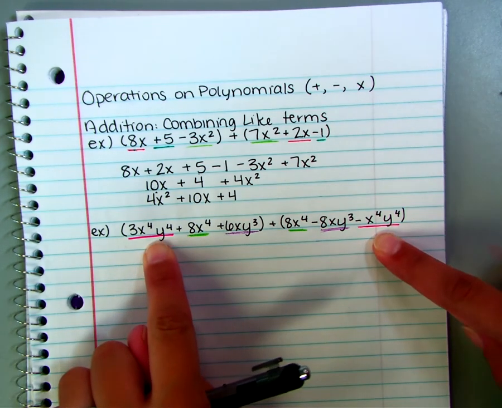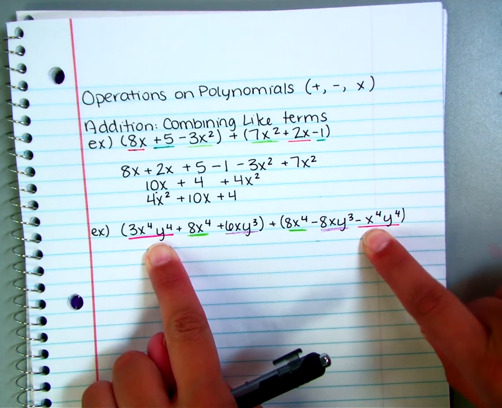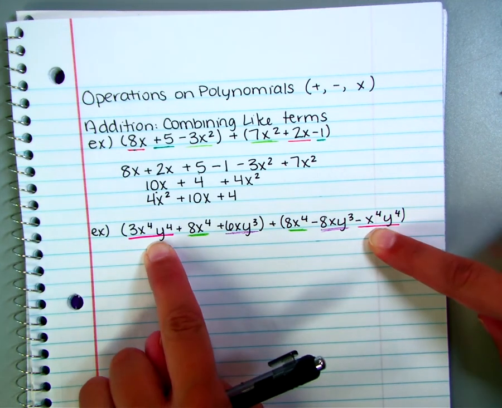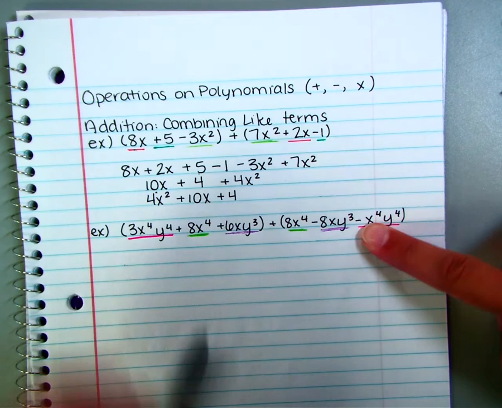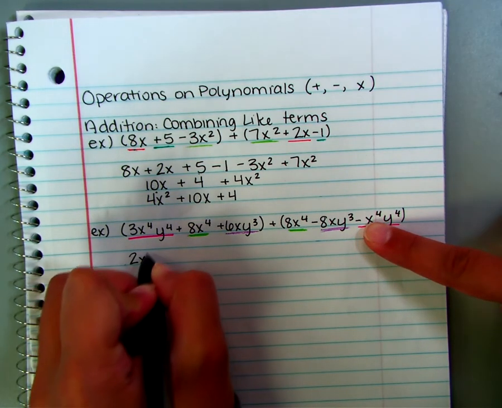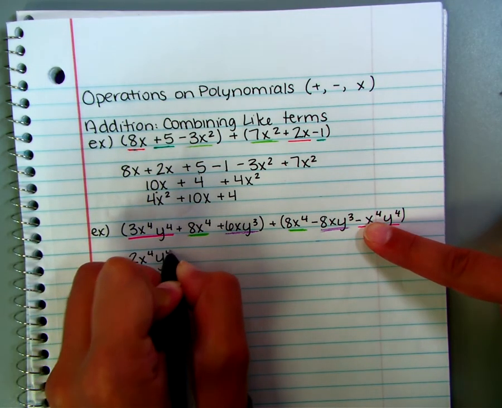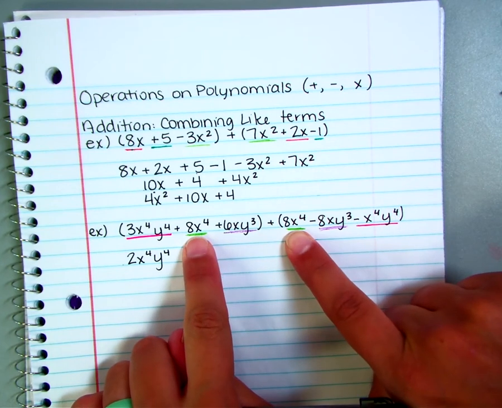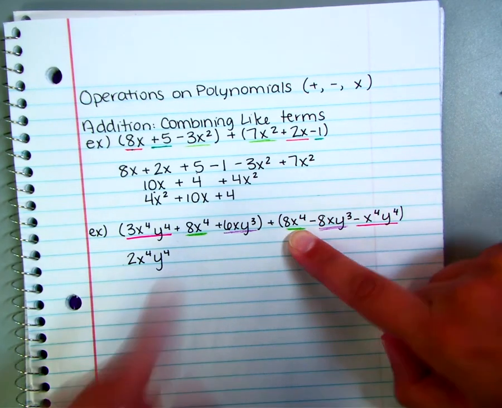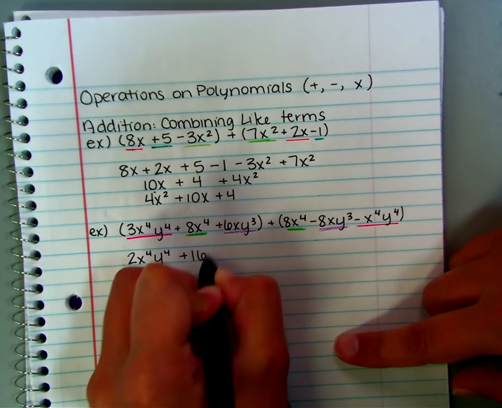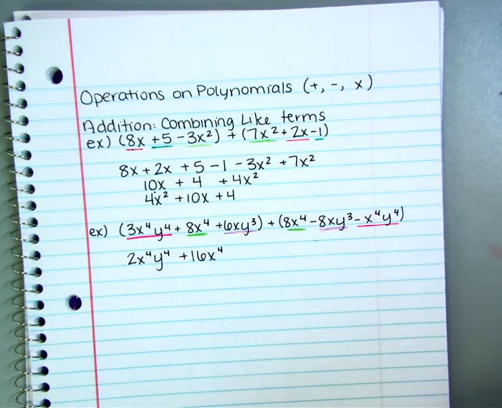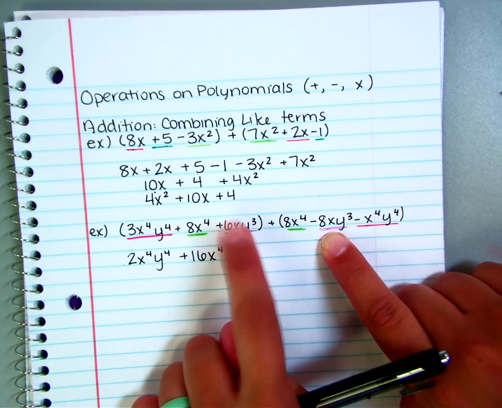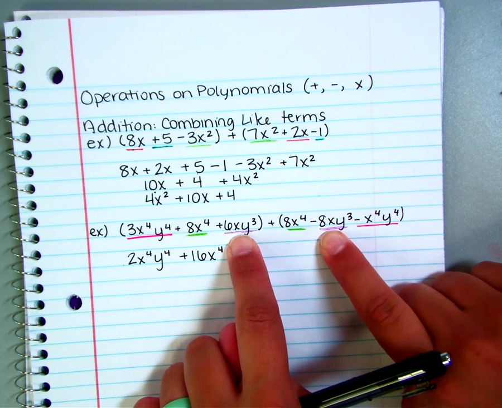So we'll have 3x to the 4th, y to the 4th, minus x to the 4th, y to the 4th. So again, we're just combining those coefficients. So 3 minus 1 is 2. And we'll have 2x to the 4th, y to the 4th. Then we'll combine the greens. So we've got 8x to the 4th, 8x to the 4th, so together they make 16x to the 4th. And then finally we've got a 6xy cubed and a minus 8xy cubed.